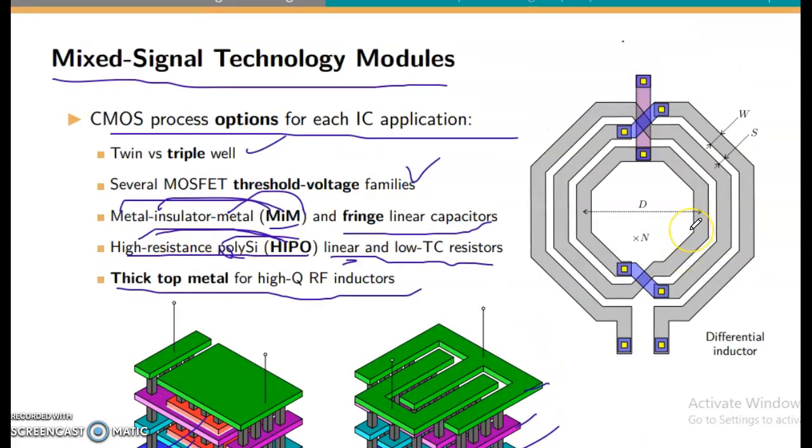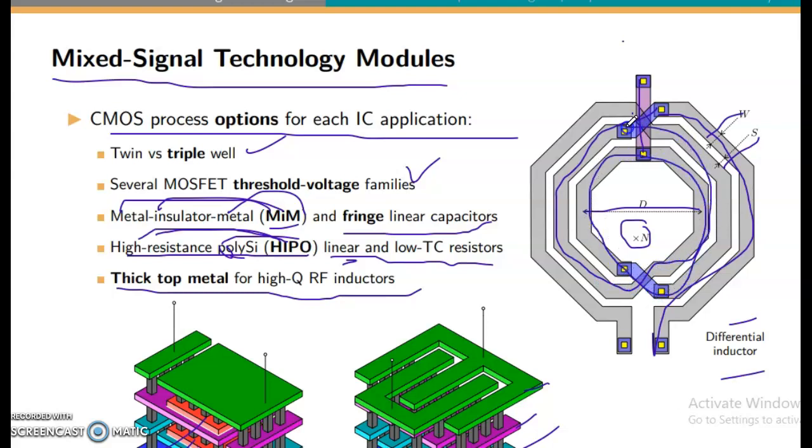Differential inductor. This length, in between this. Here, differential inductor. The ground plate is the connection through. This one continuously coil.